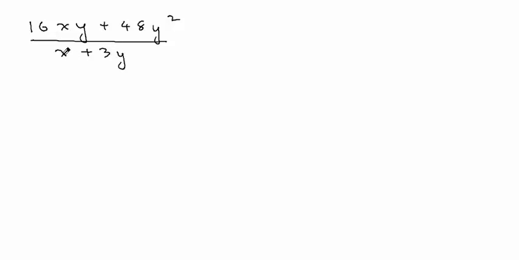Here's another one. Let's say we want to do 16xy plus 48y squared all over x plus 3y, this is x, divided with 2y over 3x. Let's go. There's a good chance we can factorize this expression out here. It looks to be a big one. Now 16 and 48, 16 times 3 is 48. Therefore, 16 is a common factor.